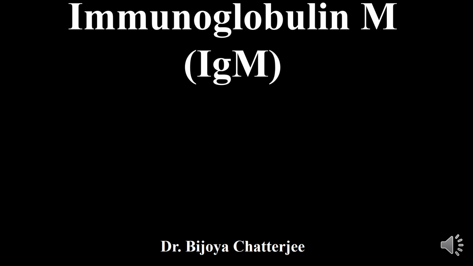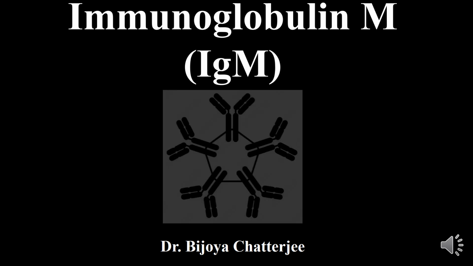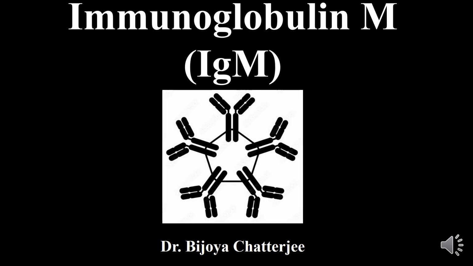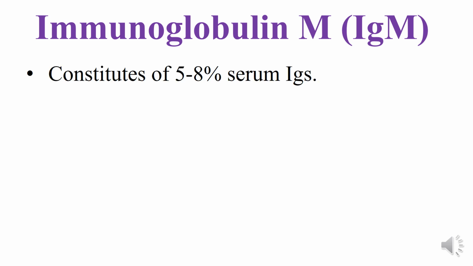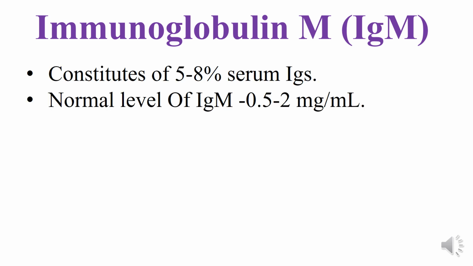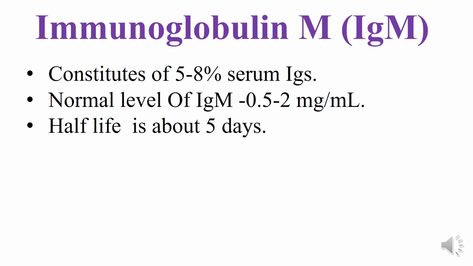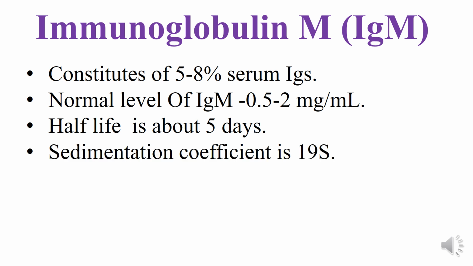Today I'll discuss immunoglobulin M with you. Let's proceed. Immunoglobulin M constitutes 5 to 8% of serum immunoglobulins. Its normal level is 0.5 to 2 milligrams per ml. Its half-life is about 5 days, which means it has a short lifespan. It rises quickly and declines quickly in the circulation.